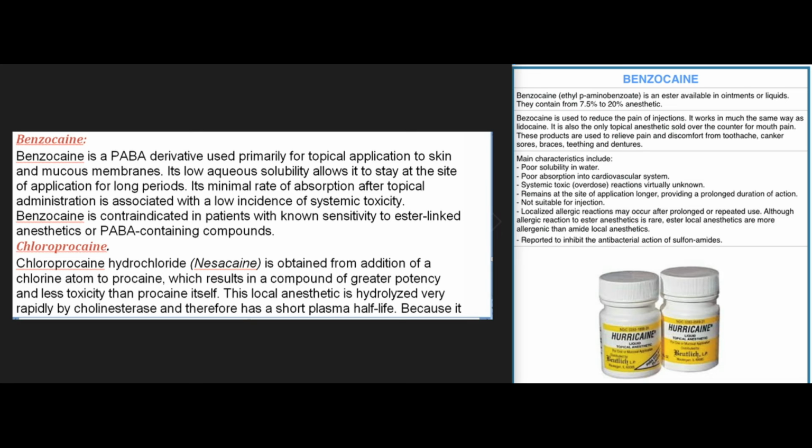Chloroprocaine hydrochloride, Nesacaine, is obtained from addition of a chlorine atom to procaine, which results in a compound of greater potency and less toxicity than procaine itself.